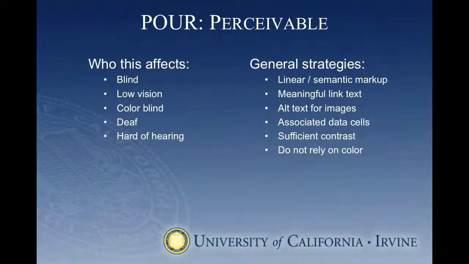Perceivable means that your content can be seen, heard, or experienced in some way. This affects those who are blind, have low vision, are colorblind, deaf, or hard of hearing. Some strategies for creating perceivable content include using linear and semantic markup, having meaningful link text, including alt text for images, associating table headers with their corresponding data, providing sufficient contrast and color, and not using color to convey information.